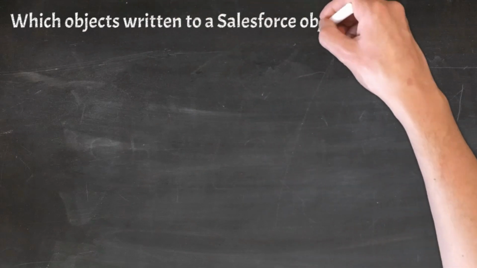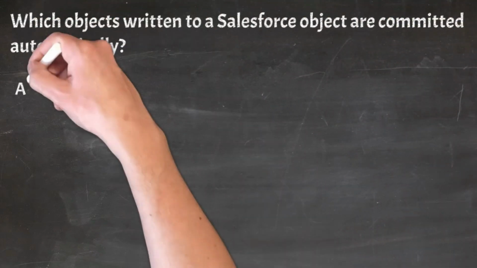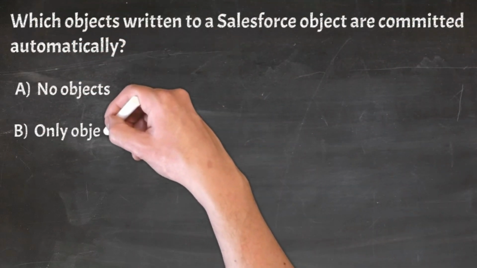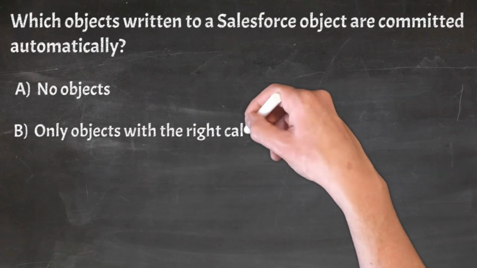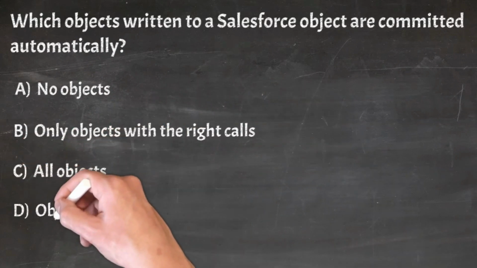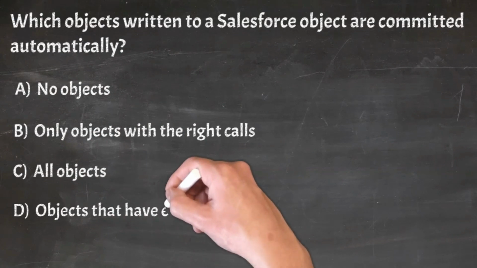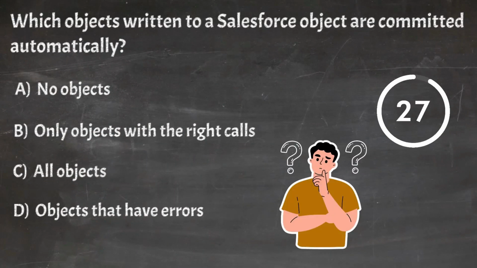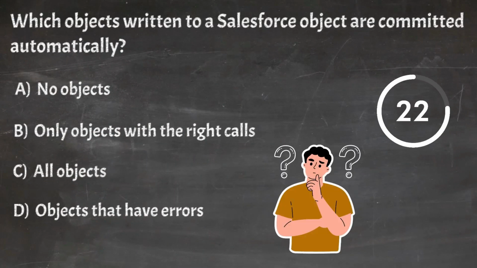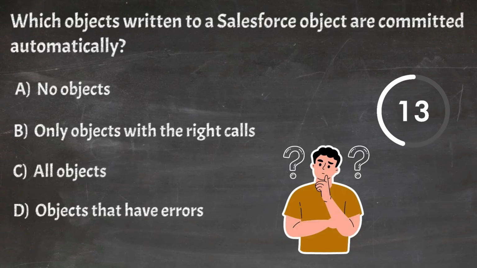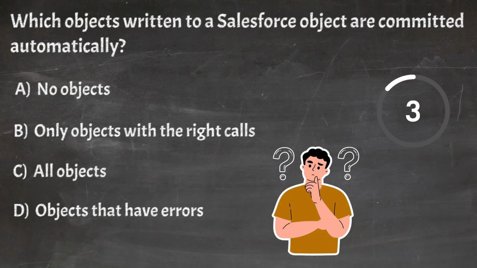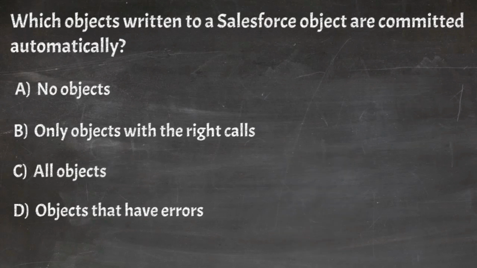Question 7. Which objects written to a Salesforce object are committed automatically? A. No objects. B. Only objects with the right calls. C. All objects. D. Objects that have errors. Correct answer C. All objects.